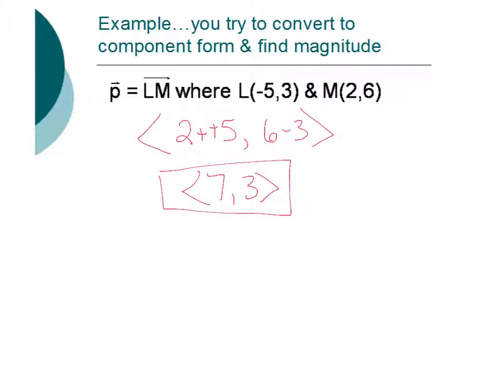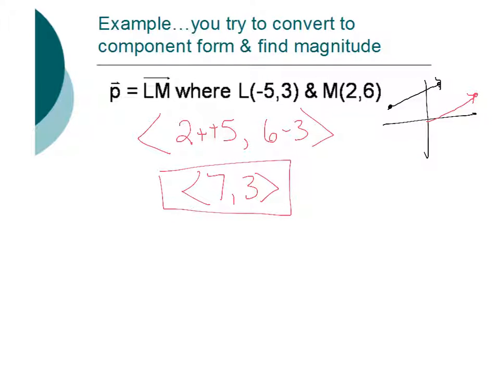Let's sketch it just for the sake of sketching it so you can visualize it. My starting point was negative 5, 3, and then 2, 6, something like this. It was this vector right here, but then I'm going to grab that vector and move it so that this initial point is really here. And it would look something like this then. So does this point 7, 3 make sense then for an end point or a terminal point? It should. All right. The other part that we're supposed to do is find the magnitude.